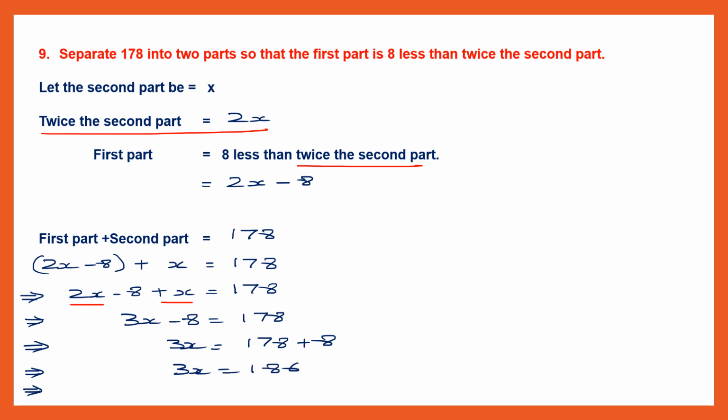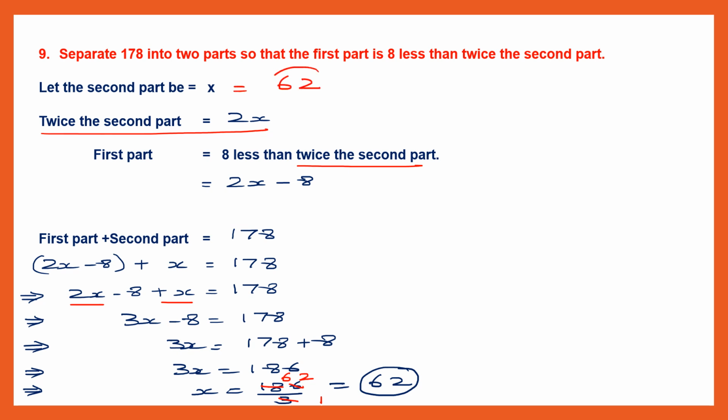We can find the value of x. x is equal to 186 divided by 3. Now let's cancel. 3 ones are 3, 3 sixes are 18, 3 twos are 6. So x is equal to 62. Now that we have found x, we can find both the parts. So the first part here we said is 2x minus 8 and the second part is x. That means we already have the second part and that is 62.